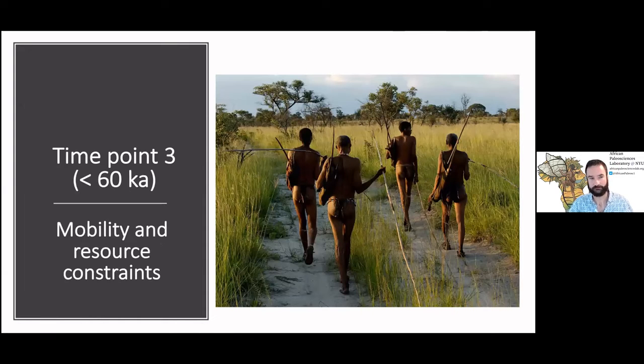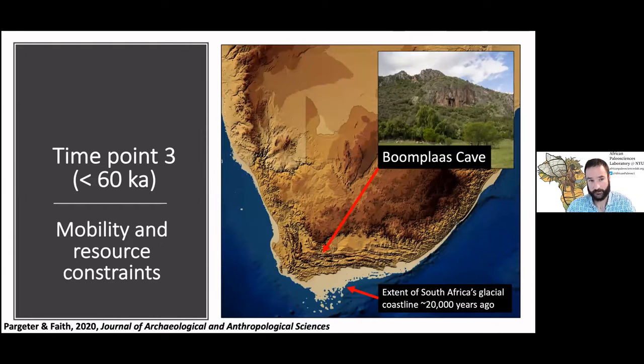Now, what about the last one? Increases in mobility and resource constraints less than 60,000 years ago. Well, to answer this question, we need a different set of data. And I draw some of this data from one of the sites that I'm busy excavating down in the Southern Cape called Boomplas Cave. Boomplas is in an interesting position because it's nearby a coastline that was drowned after the last ice age at about 17,000 years ago.